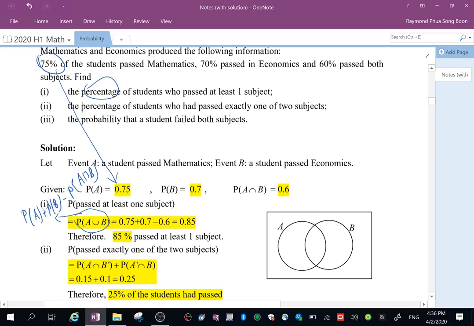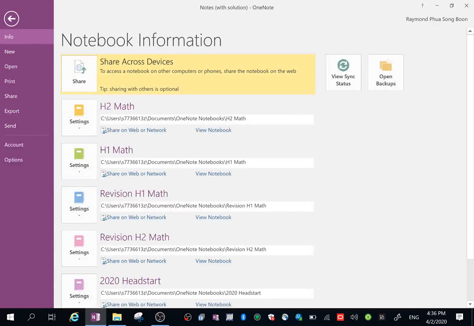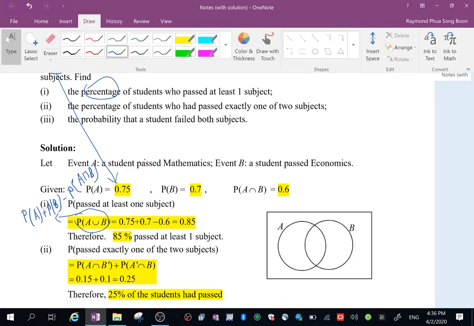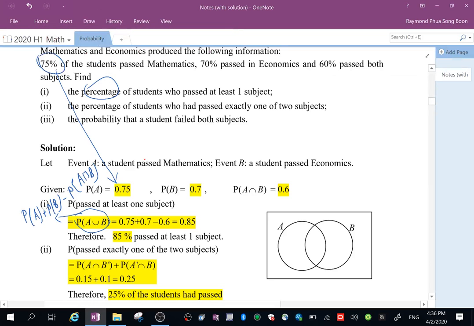Part 2 is finding the percentage of students who have passed exactly one of the two subjects. That means either just pass maths or just pass econs. All right. So in terms of the Venn diagram, what will it look like? So that means it will be here and here. All right, so the shaded region will be where the student passes exactly one of two subjects. We exclude the middle part, the intersecting part of A and B, because that will be where the student passes both subjects. That's not what we want.